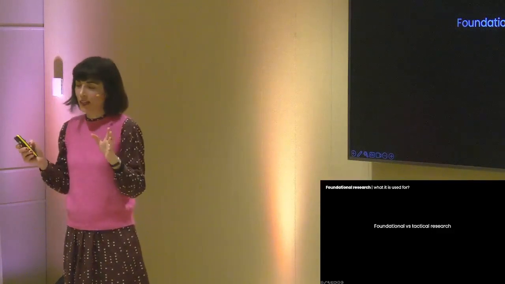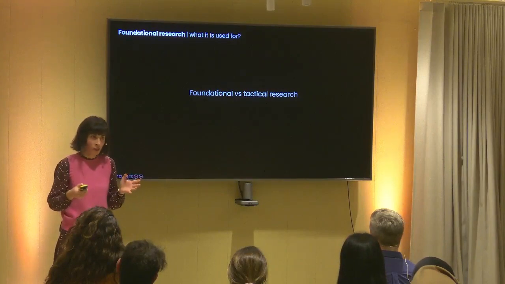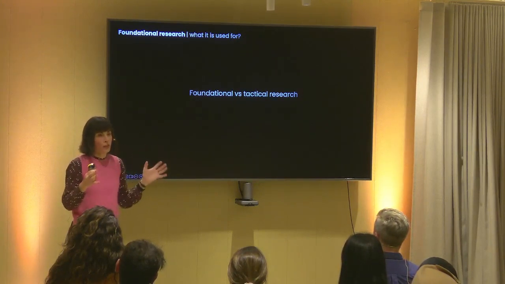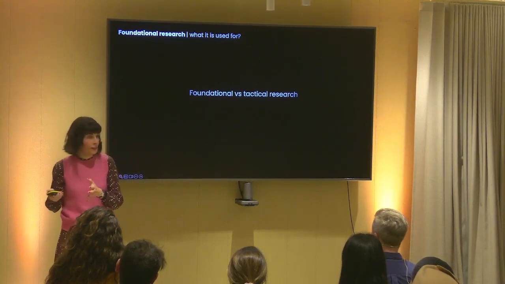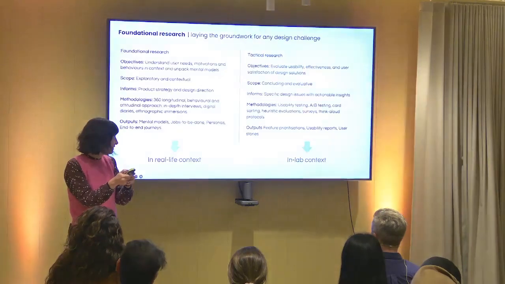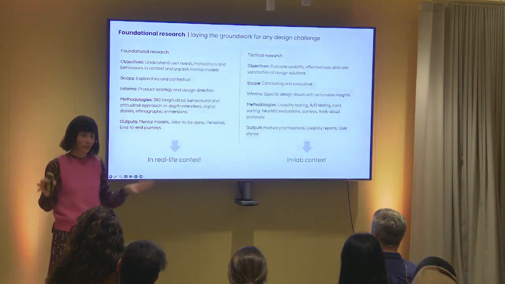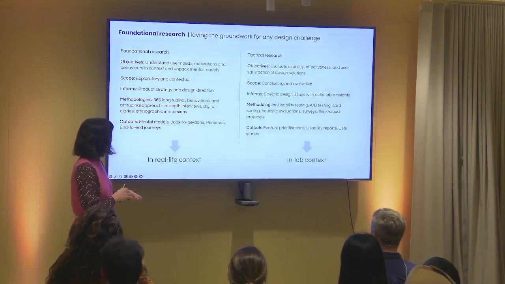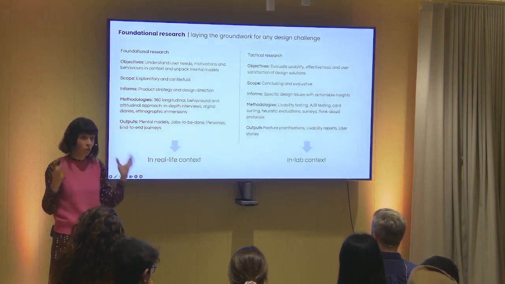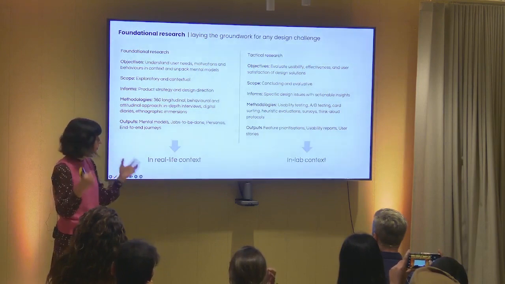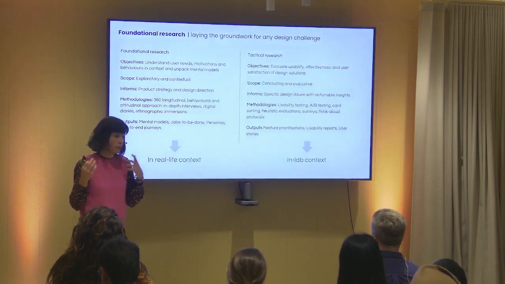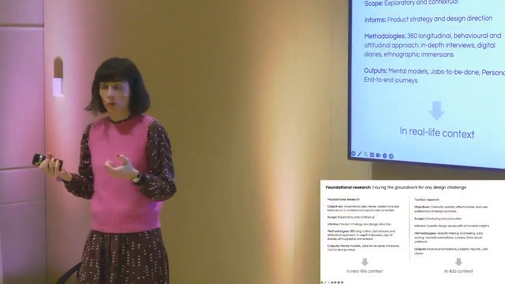So first, a short spotlight for those of you who are not necessarily research practitioners, to really understand what I mean by foundational research. In UX you have two types, I would say, of user research. You have foundational and tactical. Let me just quickly go over these two so it's really quite clear for everyone here. What we're trying to achieve with foundational research is really to understand deep user needs, motivation, and behaviors in context. That's really important. You're really unpacking mental models and jobs to be done, whereas tactical research is more here to evaluate usability and effectiveness and the user satisfaction of design solutions.